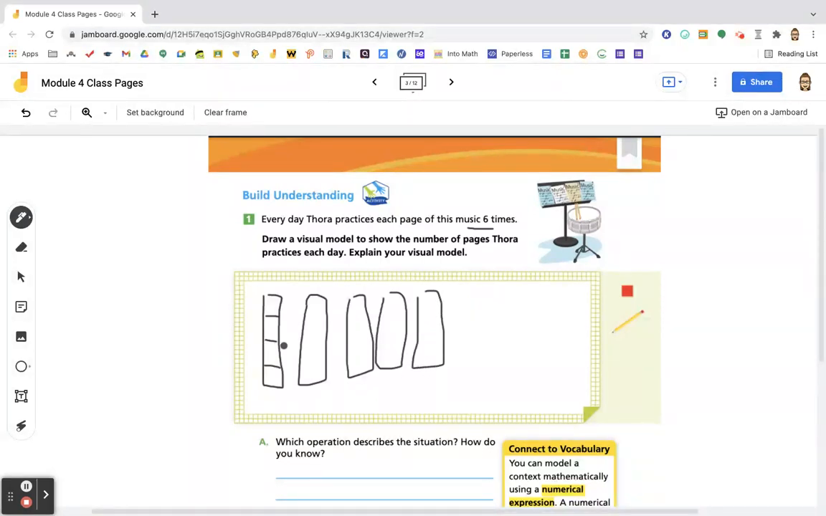Three, four, five, six, and I'm going to split them all into fours. As you can see, my rectangles are not very even. That's okay. Still gives me the quick model.